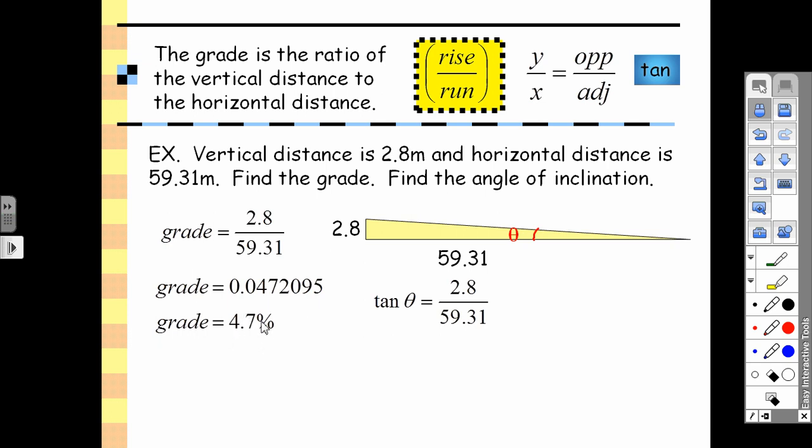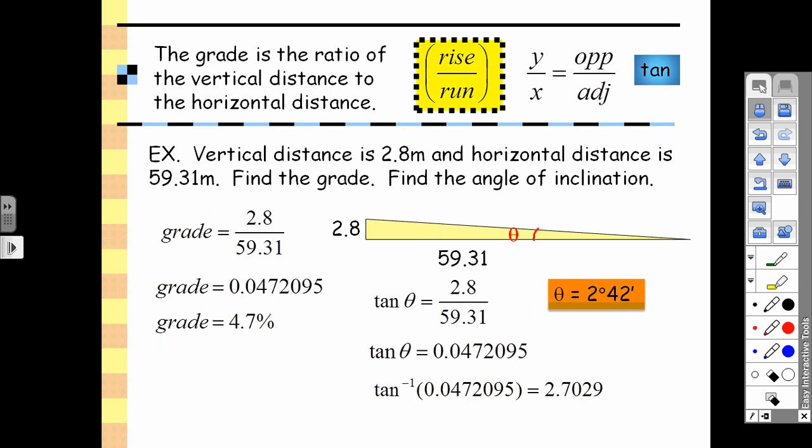So if you could go backwards, where you take this percent, turn it into a decimal, and then that is the number that would get plugged in right here. You just do the inverse tangent of that decimal. So you can see tangent theta is this decimal. It's the same that you got here, which we got from there. And so tangent inverse of that is 2.7029. And so we need to write that as degrees and minutes. So that's going to be 2 degrees and 42 minutes.